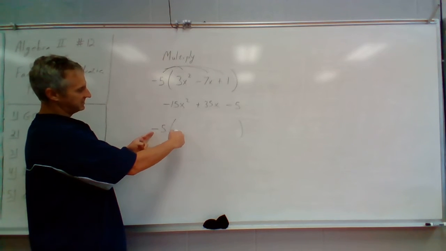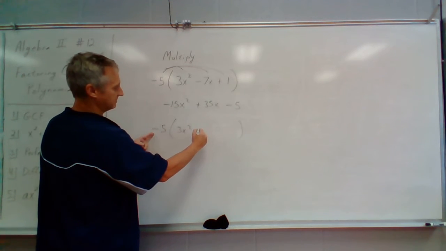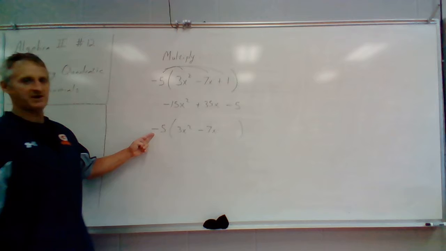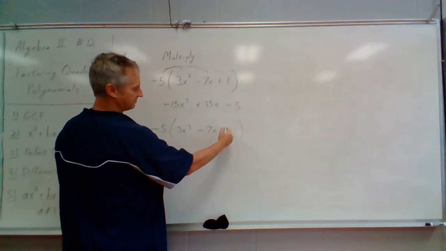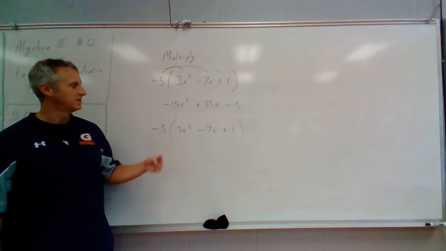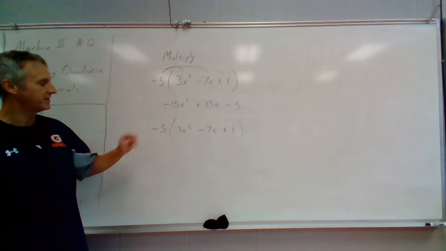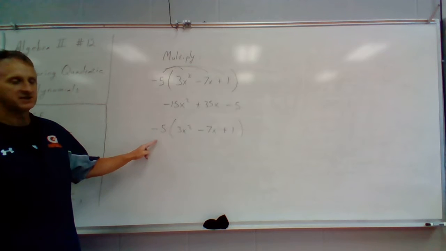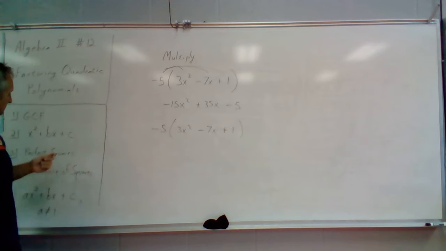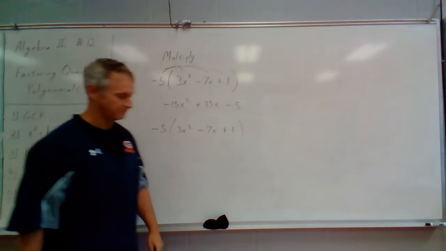So negative 5 times 3x squared would give me negative 15x squared. Negative 5 times minus 7x would give me plus 35x. And then negative 5 times 1 would give me negative 5. And you see I got back where I started. So factoring is just undoing multiplication. This negative 5 is called a common factor. I factor out a common factor of all those, and in fact, in this one, it is the greatest common factor. So the first kind of factoring we'll talk about is finding the GCF, or the greatest common factor.